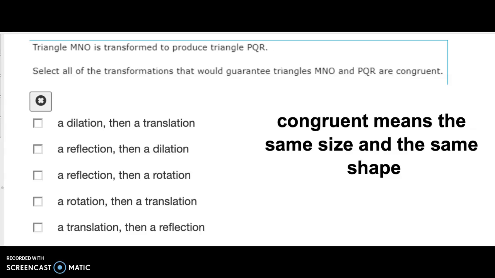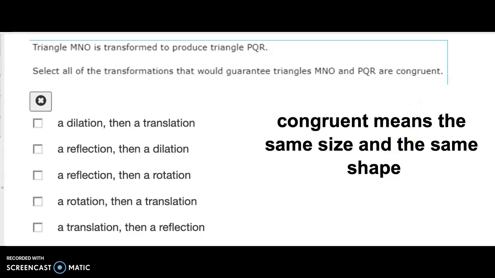So if I want to have triangle MNO and triangle PQR be congruent, then I need to select all of the choices that include only rigid motions. So only transformations that do not change the size of the triangle. So our first option here is a dilation, then a translation.